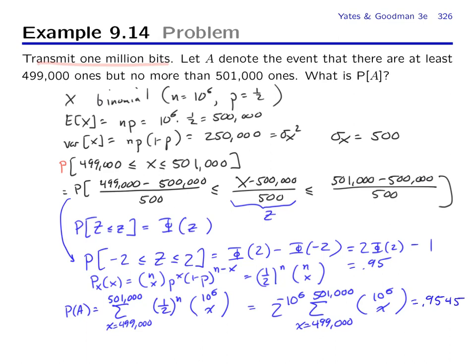0.9545. And if you go back and look at the central limit theorem approximation, it was 0.95, but if you actually look at more terms in the phi table, you'll find this answer is actually 0.9544. They're pretty darn close.